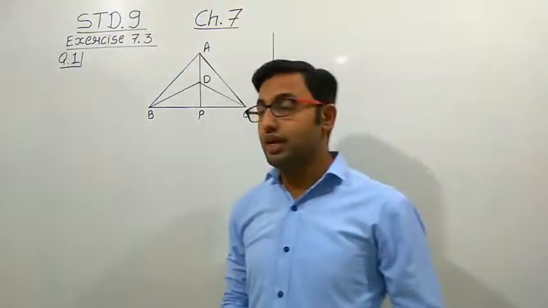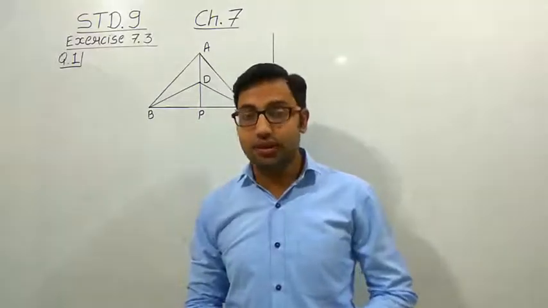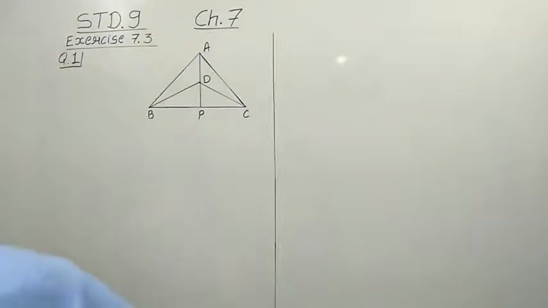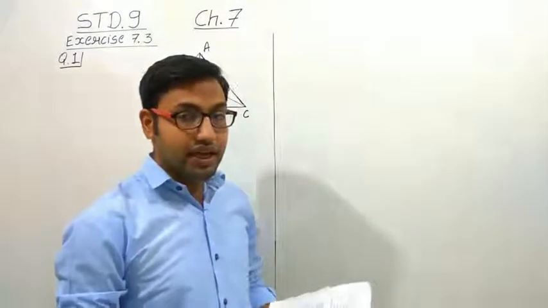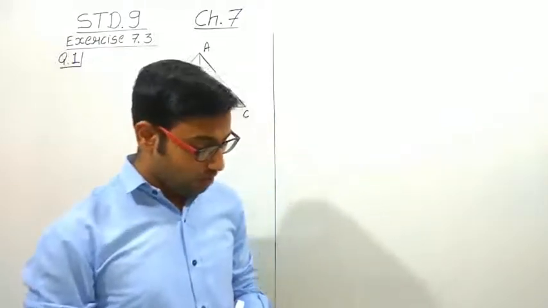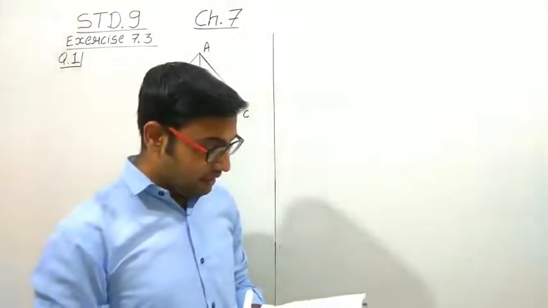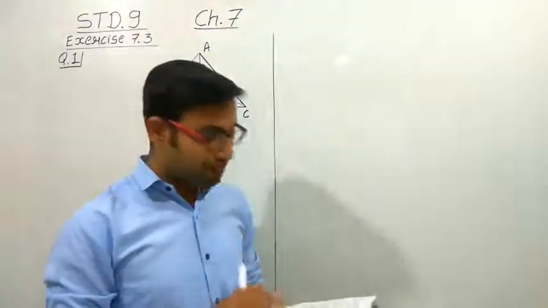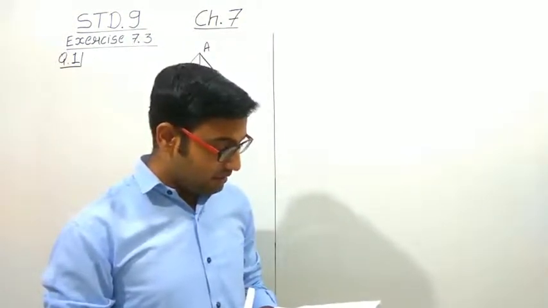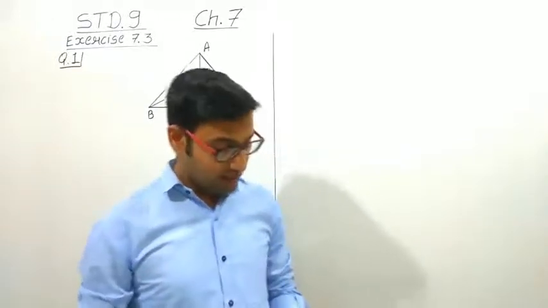Hello students, today we will study question number 1 of exercise 7.3. This is the topic of standard 9 chapter number 7, Triangles. So what is the question? Question is: triangle ABC and triangle DBC are two isosceles triangles on the same base BC and vertices A and D are on the same side of BC. If AD is extended to intersect BC at P, show that triangle ABD is congruent to triangle ACD.